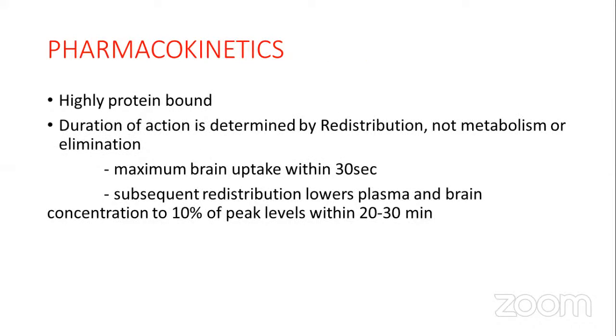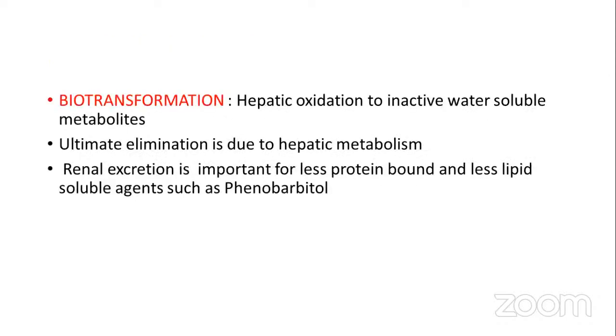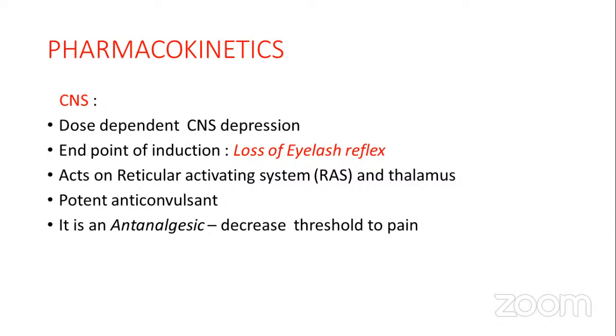Pharmacokinetics of thiopentone. It is highly protein bound, and duration of action is determined by redistribution. Maximum brain uptake occurs within 30 seconds, and subsequent redistribution lowers plasma and brain concentration to 10% of peak levels within 20 to 30 minutes. That is the duration of action. It undergoes hepatic oxidation to inactive water soluble metabolites. Ultimately, it is eliminated by hepatic metabolism. Renal excretion is important for less protein bound and less lipid soluble agents such as phenobarbital, which comes under this group.